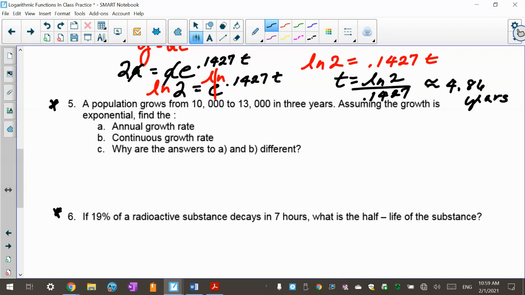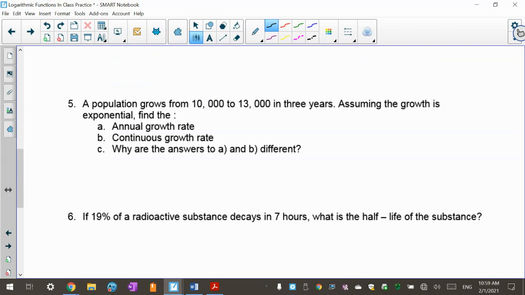This first one says I have a population and it's growing from 10,000 to 13,000 in 3 years. Assume the growth is exponential. They want me to find the annual rate, which is y equals a b to the t, the formula you're going to use, and the continuous is y equals a e to the kt. The cool thing here is you can find one or the other and then convert it to the other, because I do know that b equals e to the k. That's really important. So I decided to do letter B first, because it's easier to do B first and then convert it to the other formula.